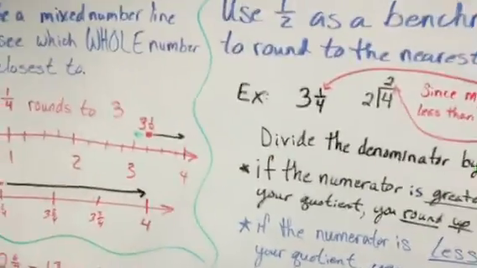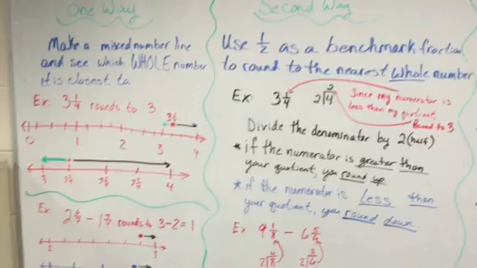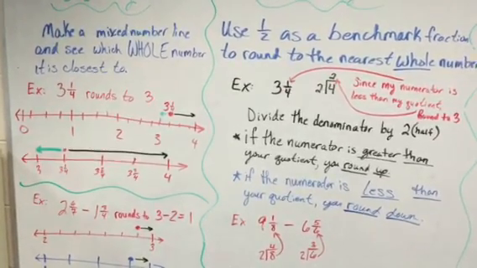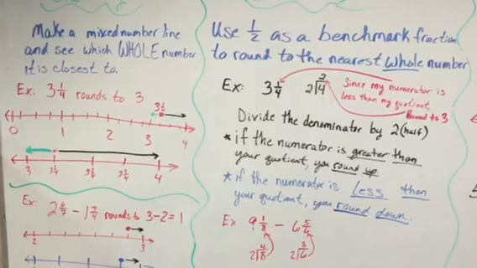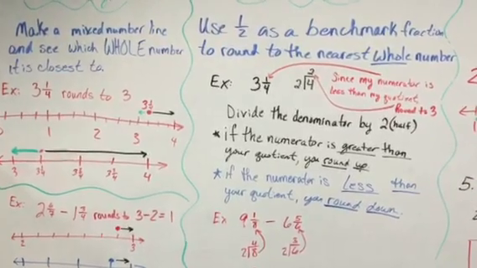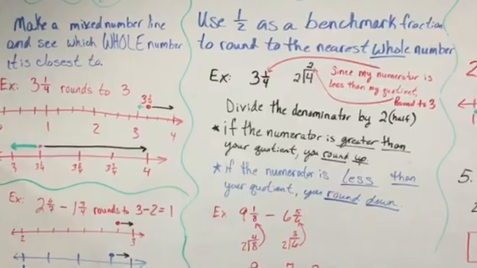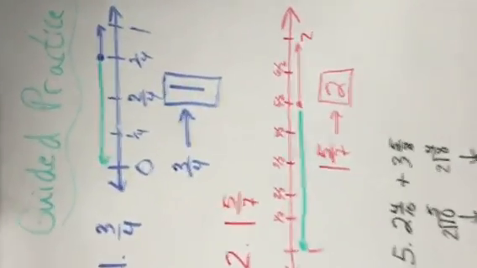So really, either one of these ways, whichever you find to be easier, is an acceptable way to take your mixed number and round it to the nearest whole number. Let's take a look over here to the guided practice.